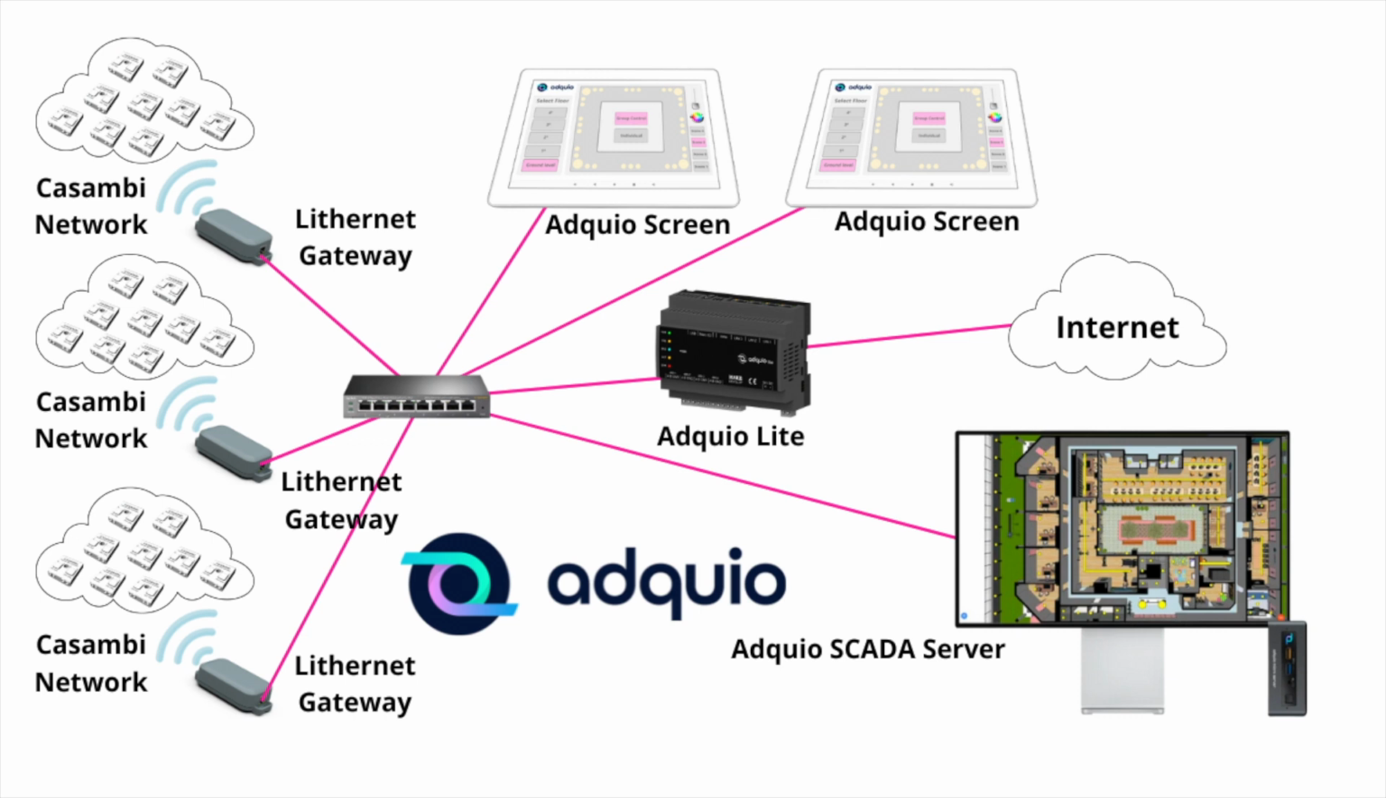In this new edition of training courses, we are going to see step-by-step each of the chapters of this manual, but doing it in a totally practical way. Therefore, we are going to start by looking at how to integrate a Lithernet Gateway in a Casambi network. We are going to see how it is done. We are going to see how to configure the Lithernet Gateway so that it can export the data we are interested in to our Adquio controller.